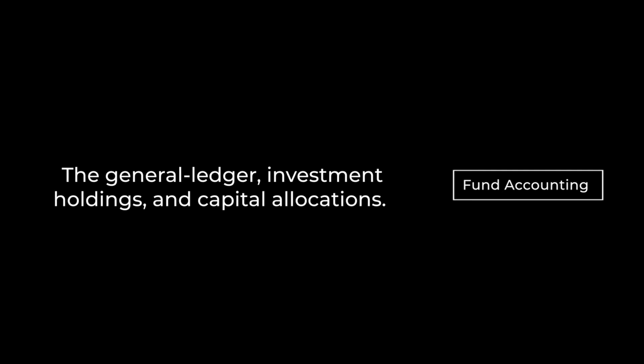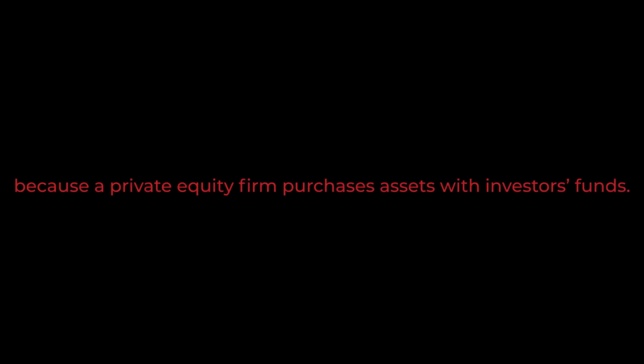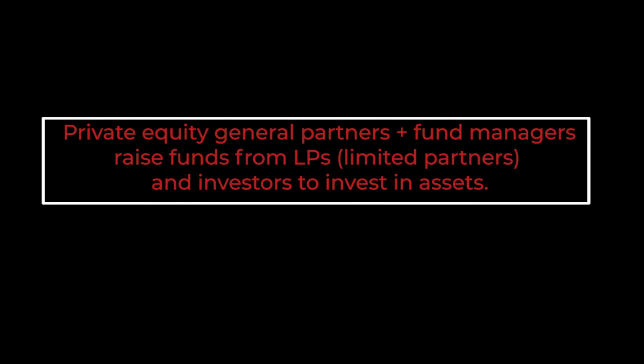General accounting standards involve recording all income that's coming into the business and all expenses in the general ledger. Fund accounting comprises the general ledger, investment holdings, and capital allocations. Of the accounting standards, a fund is more complex than general because a private equity firm purchases assets with investors' funds, whereas large corporations and smaller businesses using general accounting standards use their own cash. Some businesses earn revenue by selling services and products. Private equity general partners and fund managers raise funds from LPs, limited partners, and investors to invest in assets.